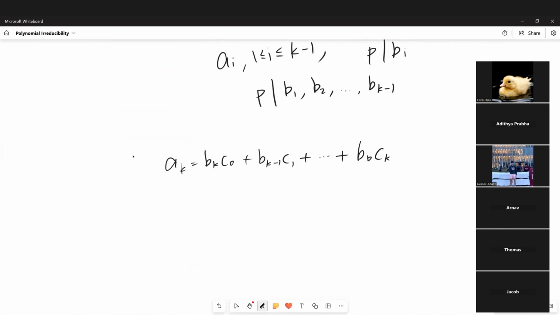So if we take this equation mod P, we get the left-hand side is just 0 because P divides AK. And BK times C0, we can't do anything about that yet. And for the rest, we have BK minus 1 times C1. We know that P divides BK minus 1. So that means this is just 0, and then the rest of it is all 0.